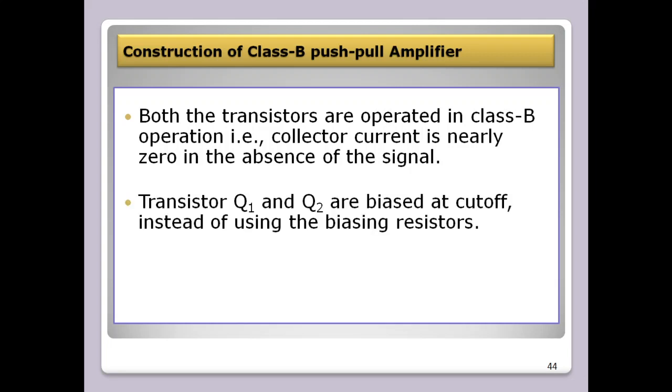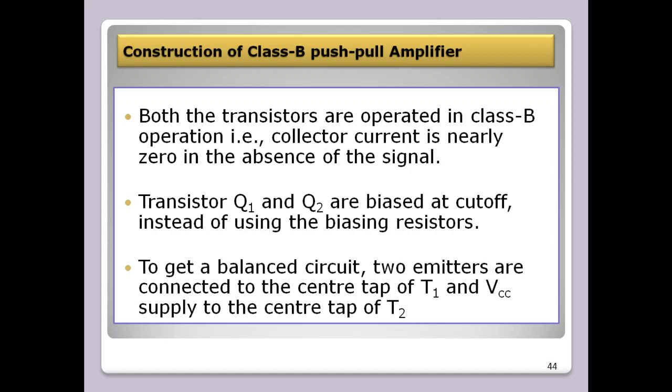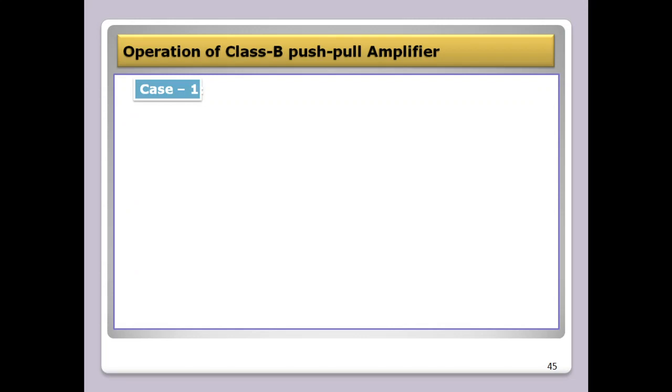And the transistors Q1 and Q2 are biased at cutoff instead of using biasing resistors. So there are no biasing resistors in this circuit, if you observe. Because it is operating at cutoff, it only gives a positive half cycle operation. To get the balanced circuit, the two emitters are connected to the center tap of transformer 1, and the VCC supply to the center tap of transformer 2.